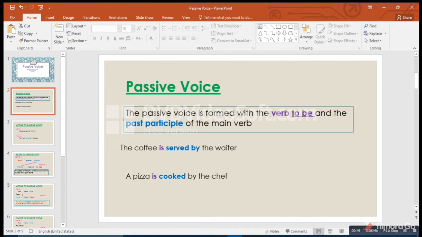The passive voice is formed with the verb to be and the past participle of the main verb, which means is, are, was, were, plus the main verb. Example: the coffee is served by the waiter. A pizza is cooked by the chef.